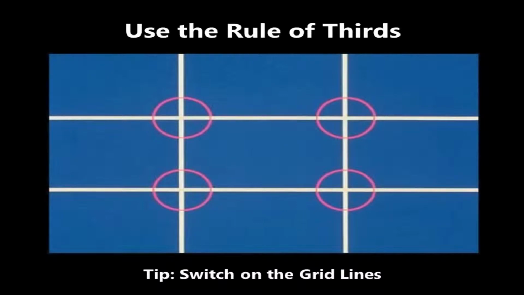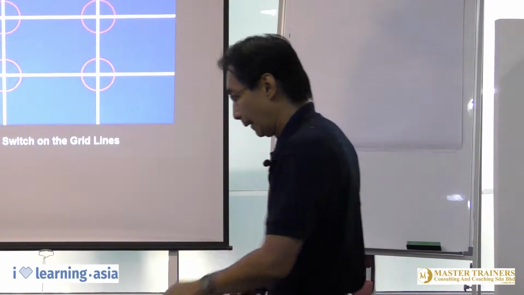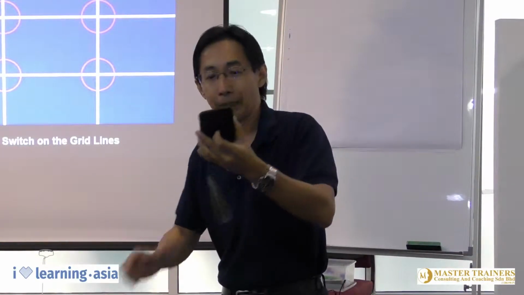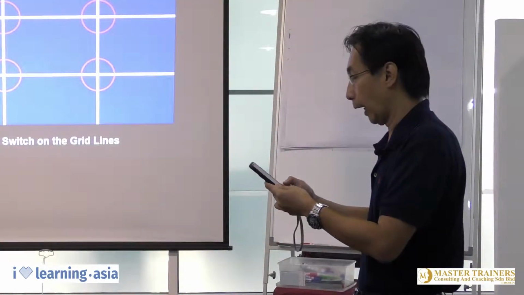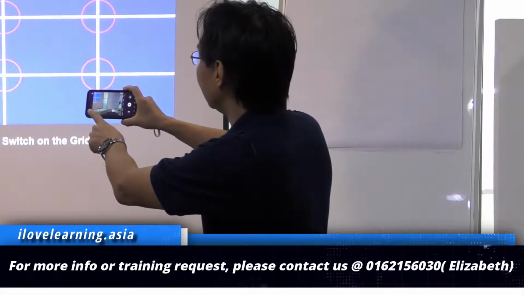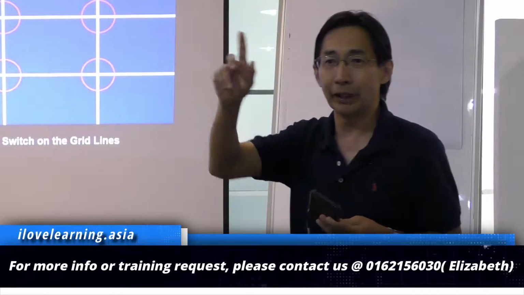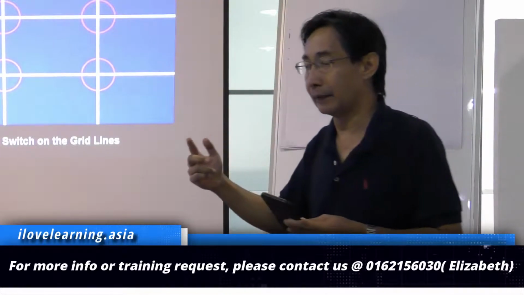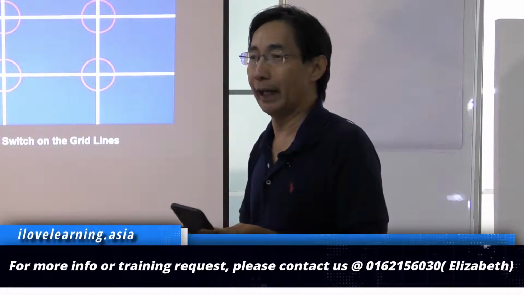So, there's this traditional rule of thirds that photographers use, just as a guideline. Now, your handphone camera also has that. If you look at your camera, like for me, I have the grid line. You can actually switch on the grid line. Those that don't have the grid line, go to your settings and set up your grid lines.